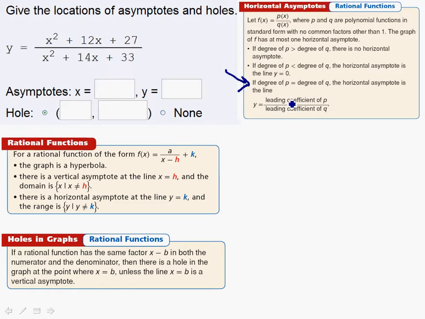So since they're the same, the leading coefficient of the numerator is 1 divided by the leading coefficient of the denominator, which is also 1, gives us our horizontal asymptote, which is 1 in this case.